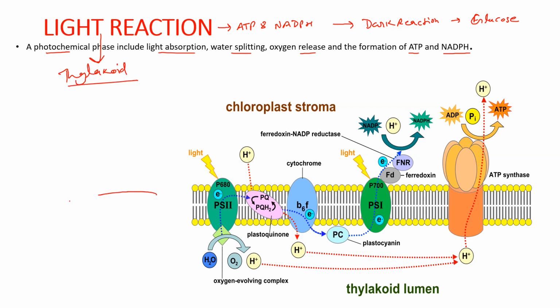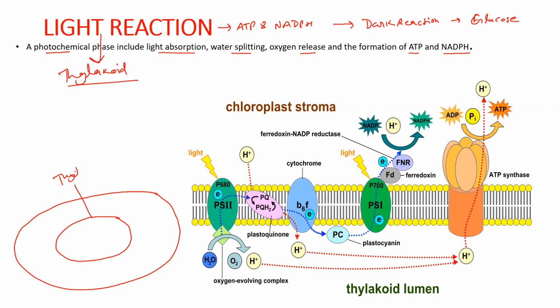So suppose that here is a chloroplast. Inside the chloroplast, a coin-like structure is present that is called thylakoid. The space inside the thylakoid is called lumen and the space outside the thylakoid is called stroma. And the thylakoid has a single membrane which is made up of a lipid bilayer.